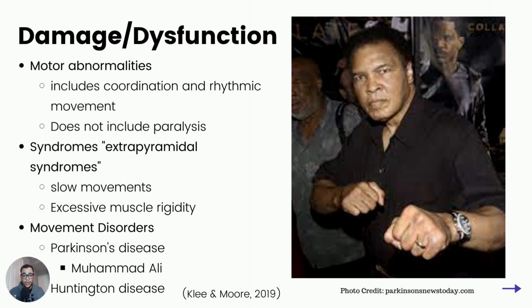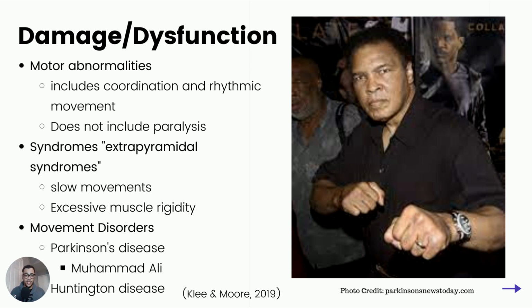And last but not least, when damage occurs, once again, this causes the motor abnormalities mentioned. So this includes coordination and rhythm of movement, not necessarily paralysis. That's when it can't move. So the muscles can still move, but there's a deficit in the movement. So once again, the basal ganglia controls movement, but does not produce movement.